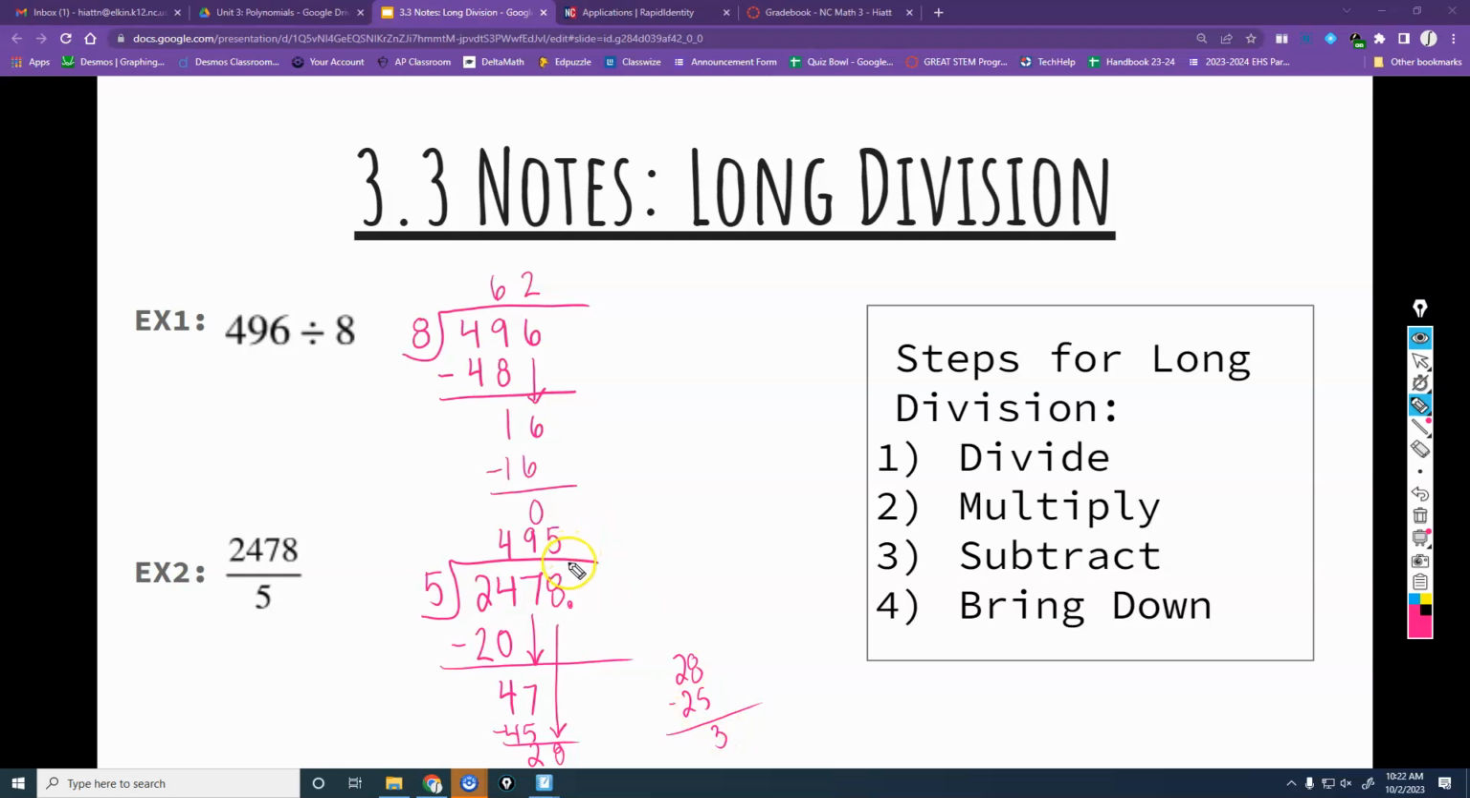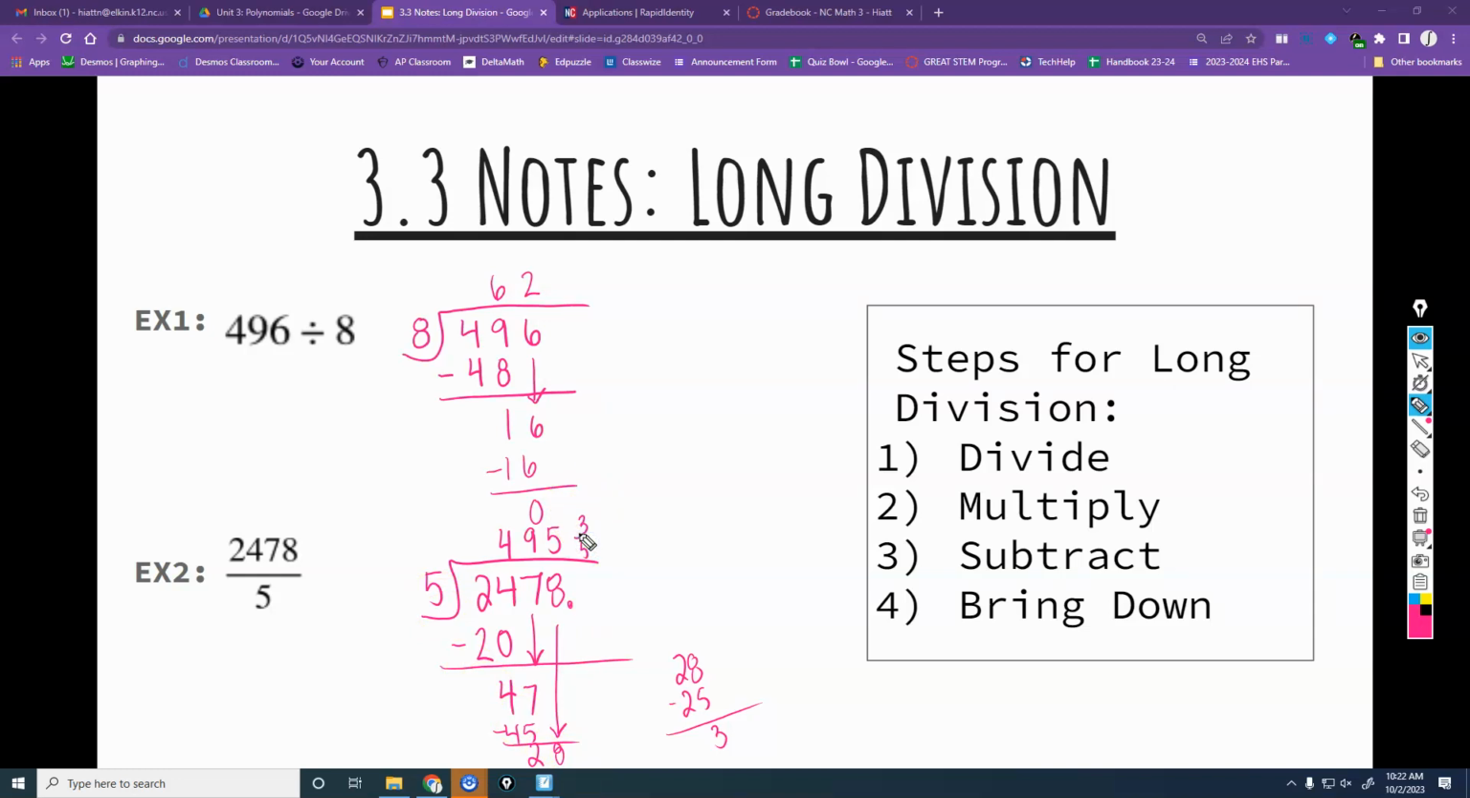So there's a few different ways that you would do this. Whenever you learned this, in 4th grade I guess, you would write an R3 to show there was a remainder of 3. That could be acceptable if you were just doing long division. You could also write your remainder as a fraction. It would be 3/5, so 495 and 3/5.